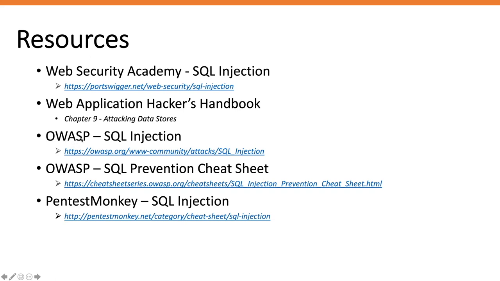And then we've got the OWASP Guide for SQL Injection and the SQL Injection Prevention Cheat Sheet. I also included the Pentest Monkey URL, and the reason behind that is because it lists all the different SQL injection payloads that you could use depending on the database that you're using. And then there are other ones like PayloadsAllTheThings and so on. We'll see a lot of this when it comes to the videos.